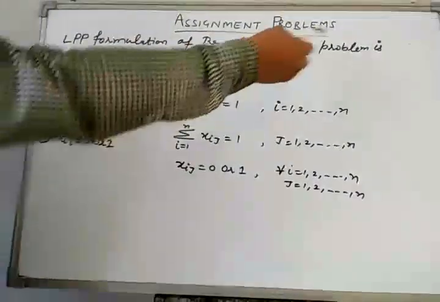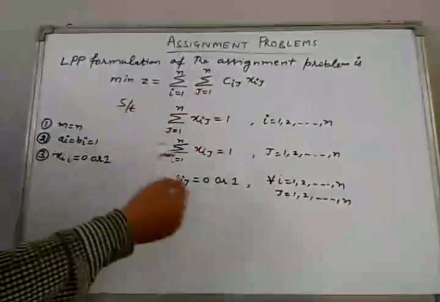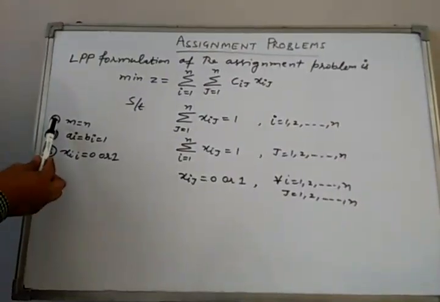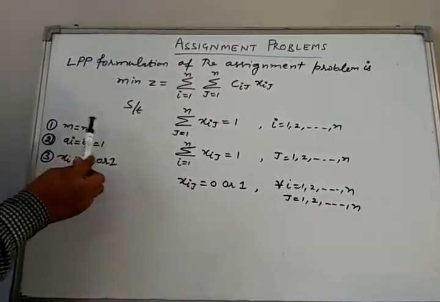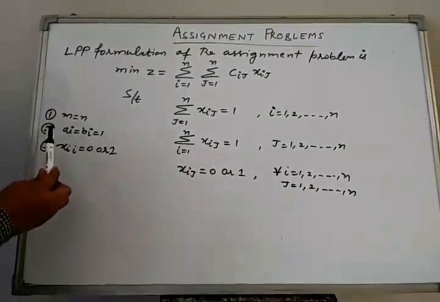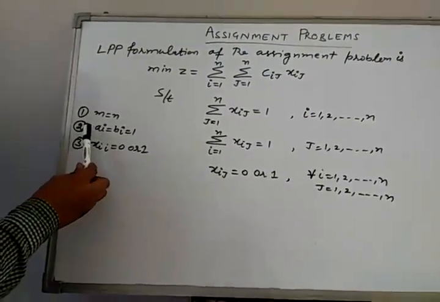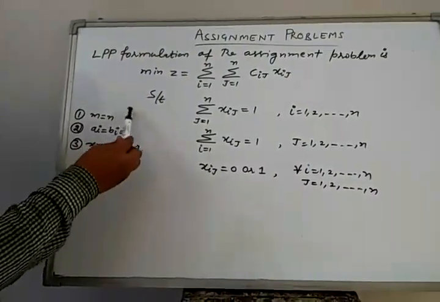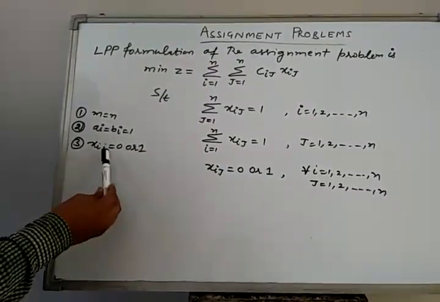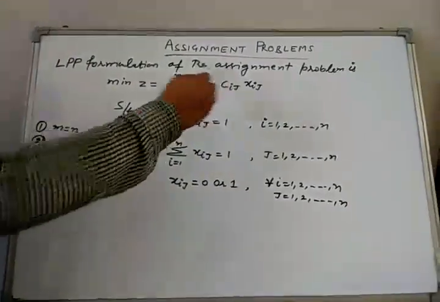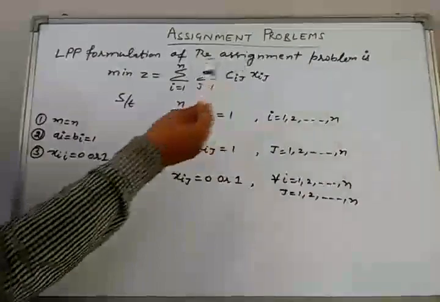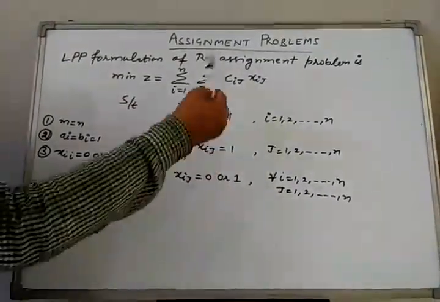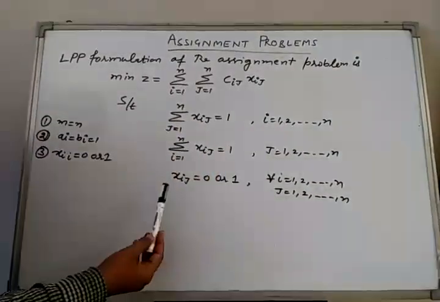The LPP formulation of the assignment problem is this. It is the same as the formulation of the transportation problem, but we apply these conditions. Number one, the number of sources is equal to the number of destinations, that is m equals n. Second, the availability at each source and requirement at each destination equal 1, that is ai equals bi equals 1. After applying these two conditions, we get the value of xij as either 0 or 1. This is the same model as I discussed in my first video on transportation problems. Here we take summation i equals 1 to n, j equals 1 to n.